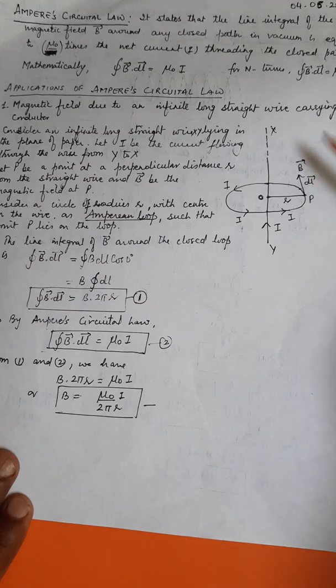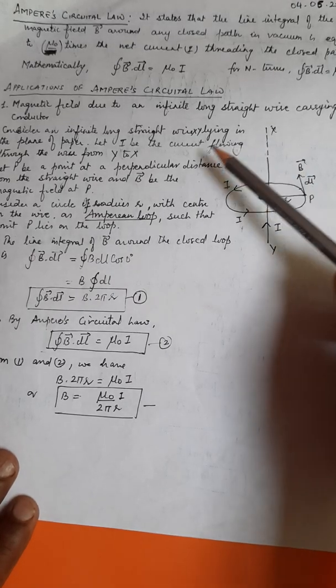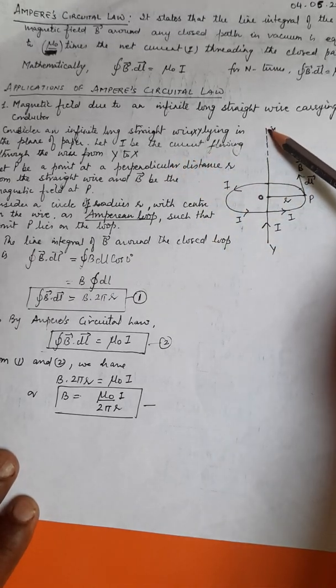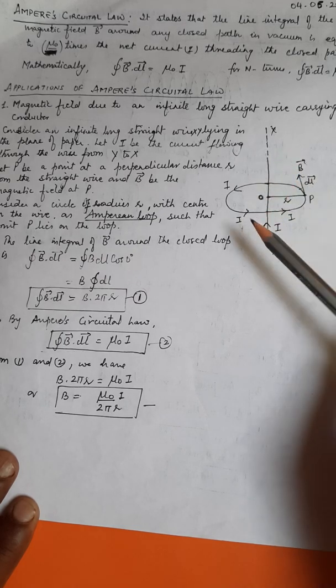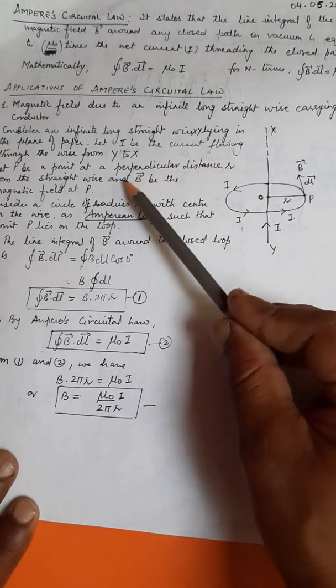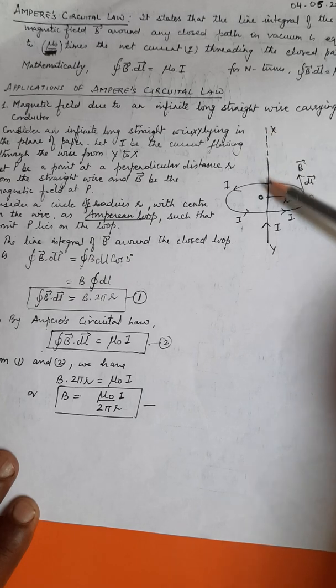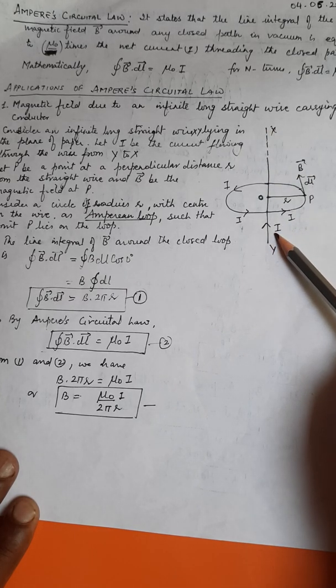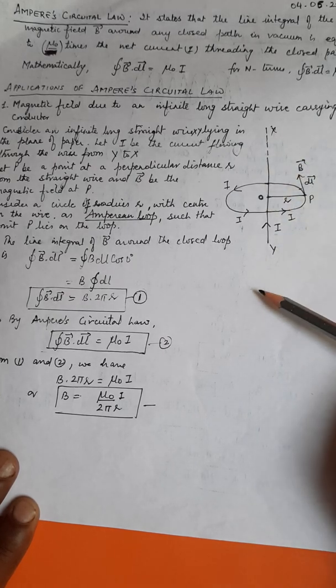So consider an infinitely long wire, say XY, lying in the plane of the paper. The current is flowing through the wire from Y to X. I is the magnitude of the current and Y to X is the direction of the current.